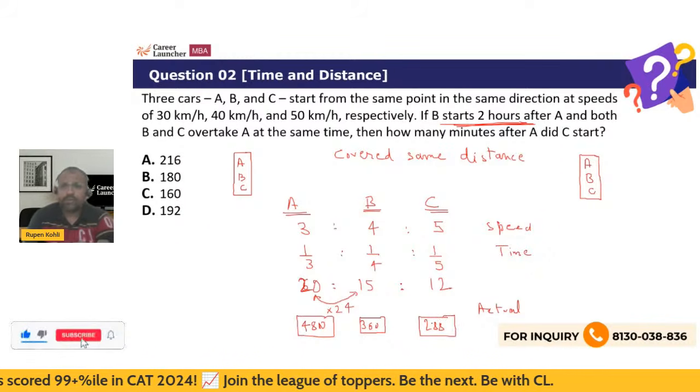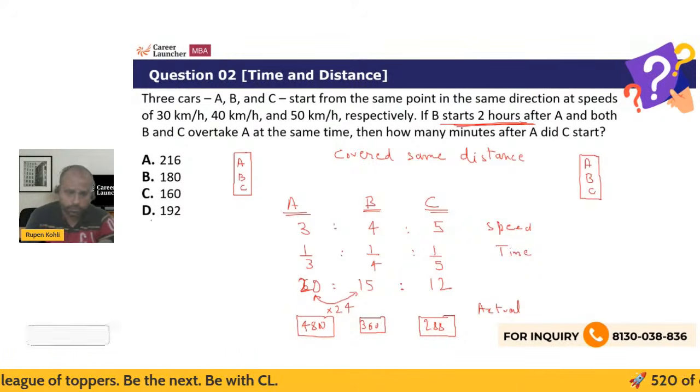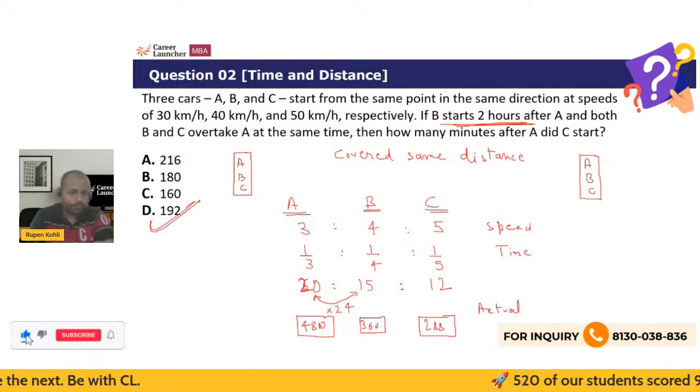So therefore, how many minutes after A did C start? 480 minus 288, 192.